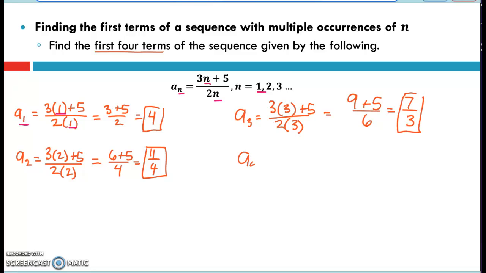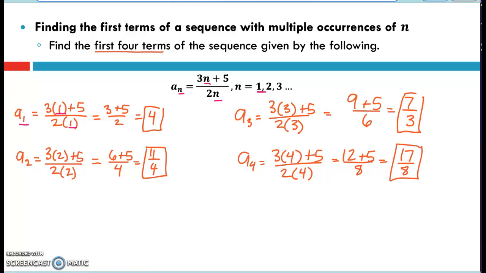Alright, now the fourth term, plug in 4 for every time I see n, so 3 times 4 plus 5 over 2 times n, which is 4. That equals 12 plus 5 over 8, which is equal to 17/8. So what are the first four terms of the sequence? They are 4, 11 fourths, 7/3, and 17/8. So there's one example. We're going to do one more example.